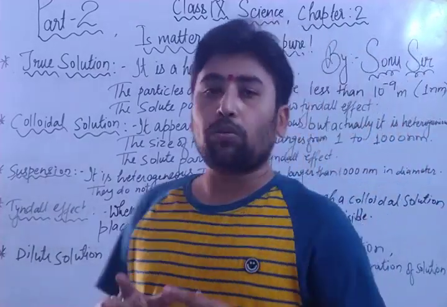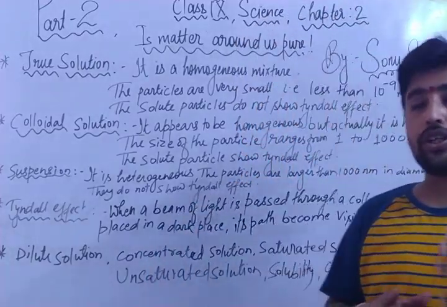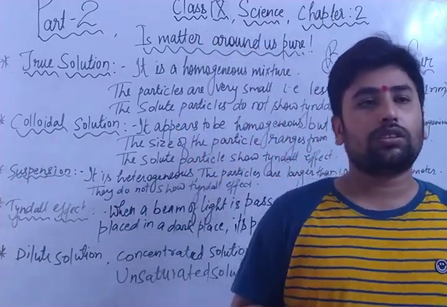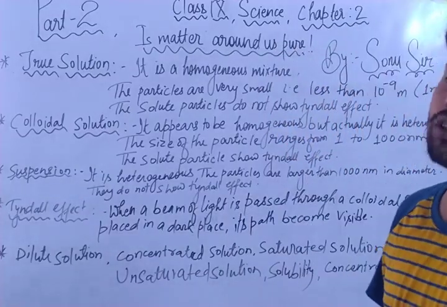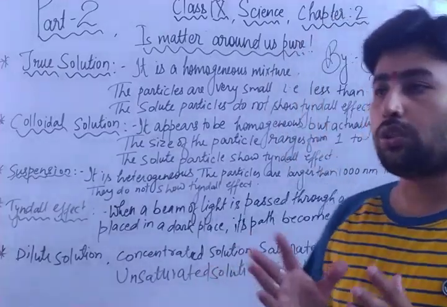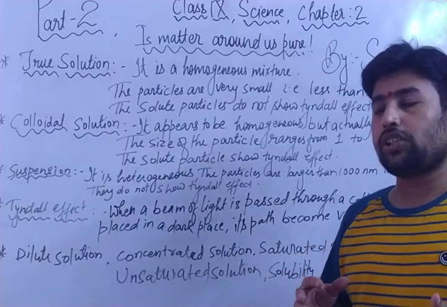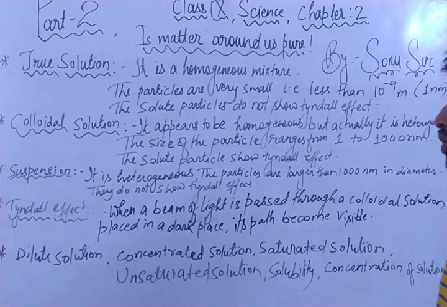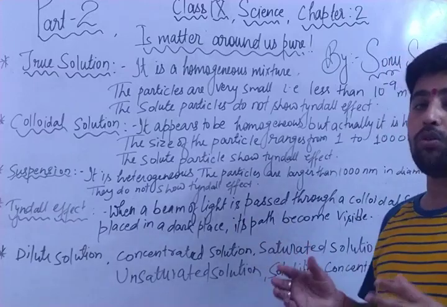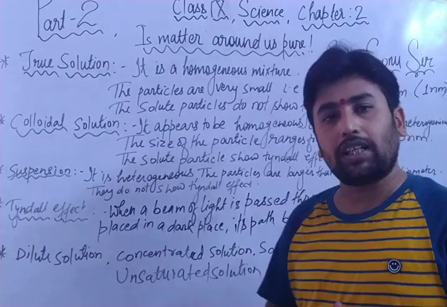First of all, you should understand what is homogeneous mixture. Homogeneous mixture means a mixture which has a uniform ratio of solute and solvent. What is solute and what is solvent? The lesser amount of substance present in a solution is called solute, and the greater amount of substance present in a solution is called solvent. So the solute and solvent are in uniform ratio. For example, if I want to prepare a sugar solution, I must know what should be the amount of sugar and what should be the amount of water. If both amounts are uniform, then definitely it will be a homogeneous mixture. If it is not uniform, then it will be a heterogeneous mixture.